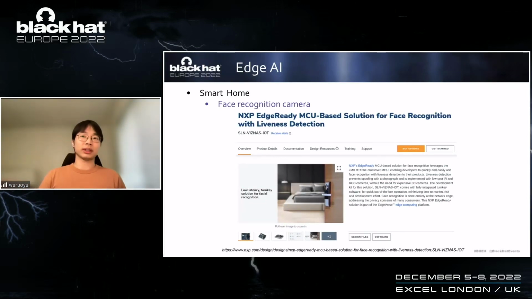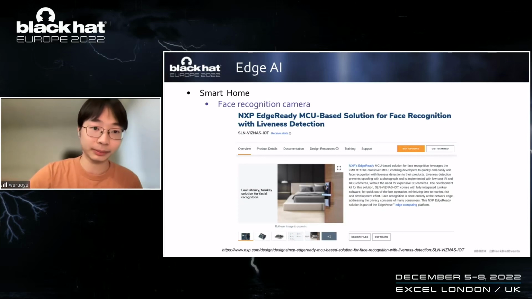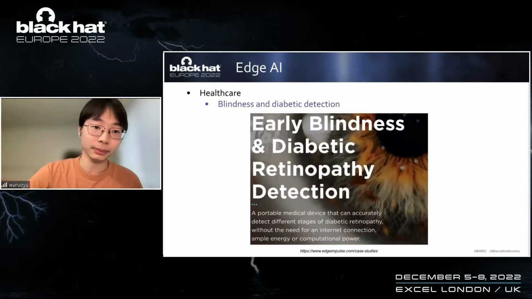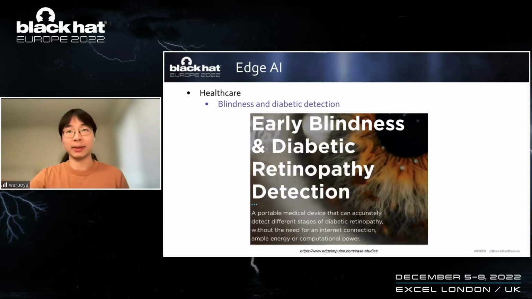There have been some real-world cases where some products use edge AI. For instance, NXP released an IoT solution for secure face recognition with liveness detection. It is essentially a face recognition camera that is powered by a DNN model and can do authentication in a smart home scenario. And also for infrastructure, there's a company that deployed a deep neural network model on an ARM Cortex-M chip to achieve remote power grid monitoring. And for healthcare, edge AI can be used to detect early blindness and diabetes.